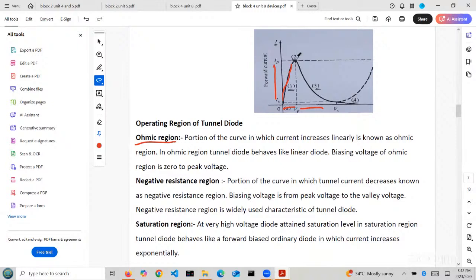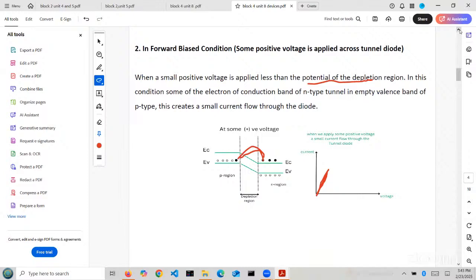What happens to the current? Current is decreasing. This decreasing of current is called the negative resistance region. Next, if I keep increasing the voltage, what happens again? It is increasing towards the initial position. That is called what? Saturation region. So the overall topic is: what is a tunnel diode, what is the ohmic region, what is the negative resistance region, what is the saturation region. These three you have to explain.